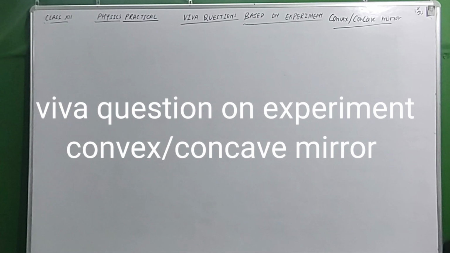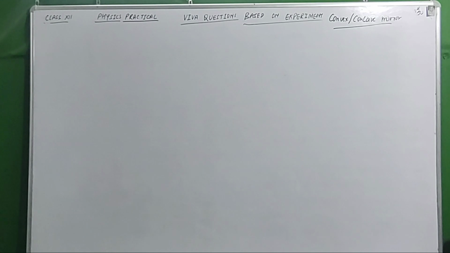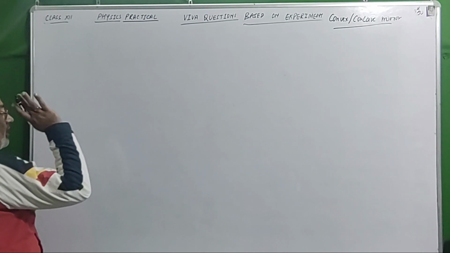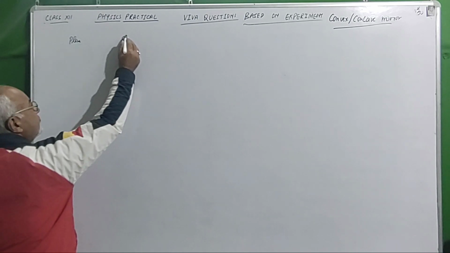Dear students, today we discuss the VIVA questions based on the experiment on convex and concave mirrors. What do you mean by mirror? A mirror is a device which reflects light. How many kinds of mirror are there? There are two kinds of mirror: one is the plane mirror, and the second is the spherical mirror.